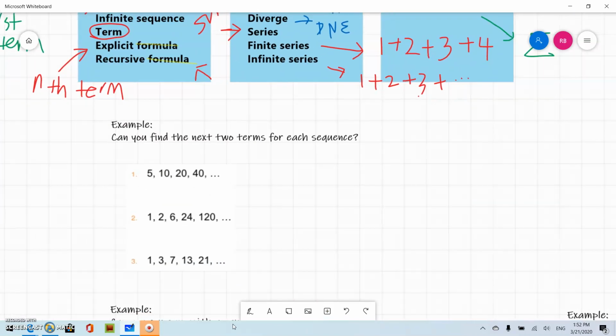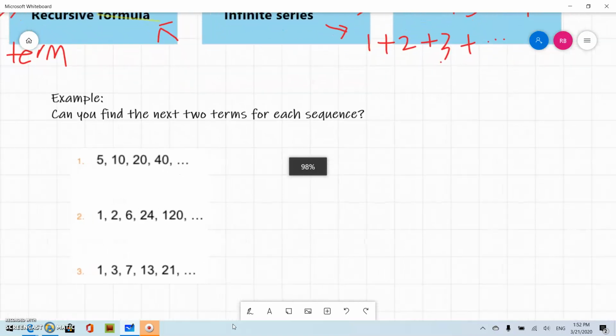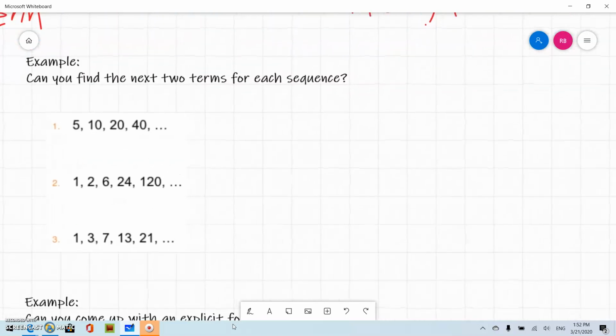All right, so let's look at this example. I want you to stop and solve this, and then you can restart the video and find out the answer.